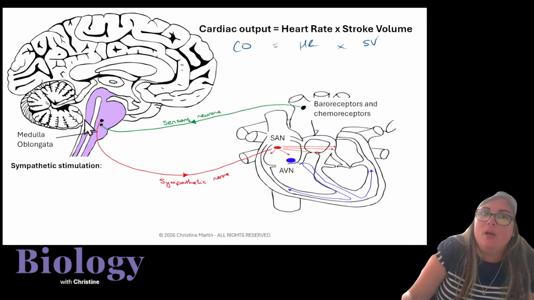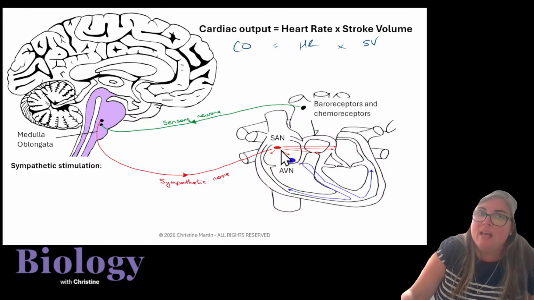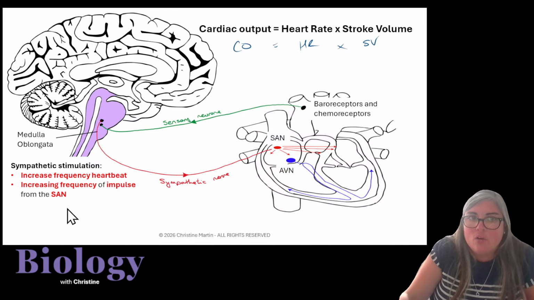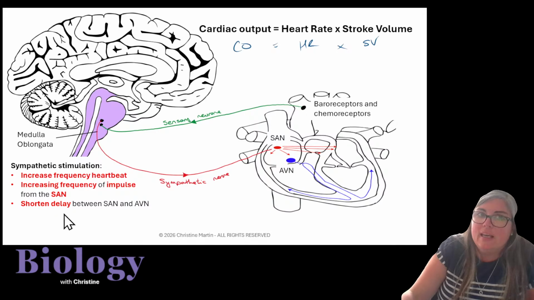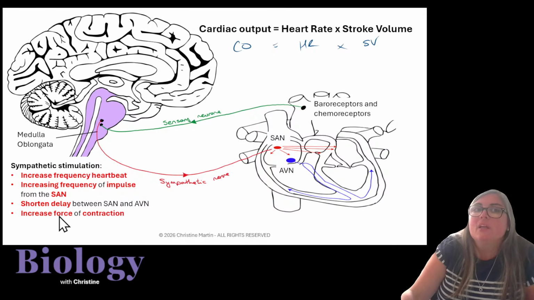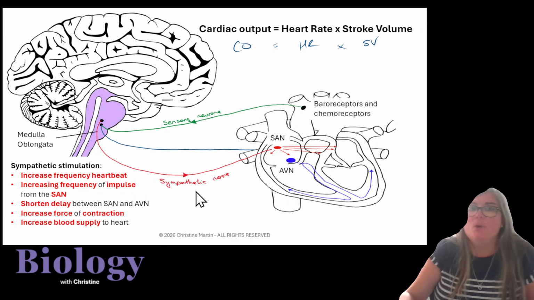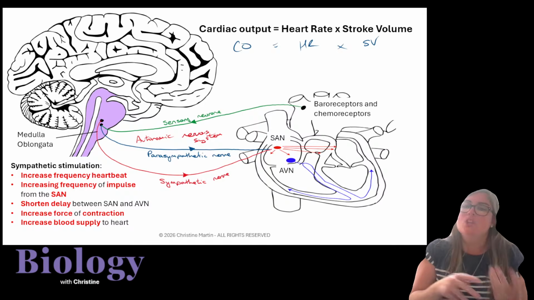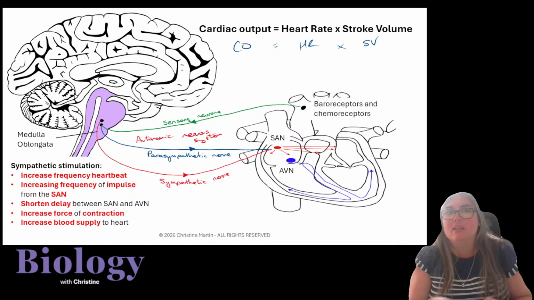They will send the impulse to the medulla oblongata. The medulla oblongata will then either send it to the sympathetic nerve, to the SAN, which would then increase the frequency of the heartbeat, increase the frequency of the impulse from the SAN, shorten the delay between the SAN and AVN, increase the force of contraction, and increase the blood supply to the heart. If we go the opposite way, into the parasympathetic nervous system, we'll do the opposite. We'll decrease the frequency and lengthen the delay.